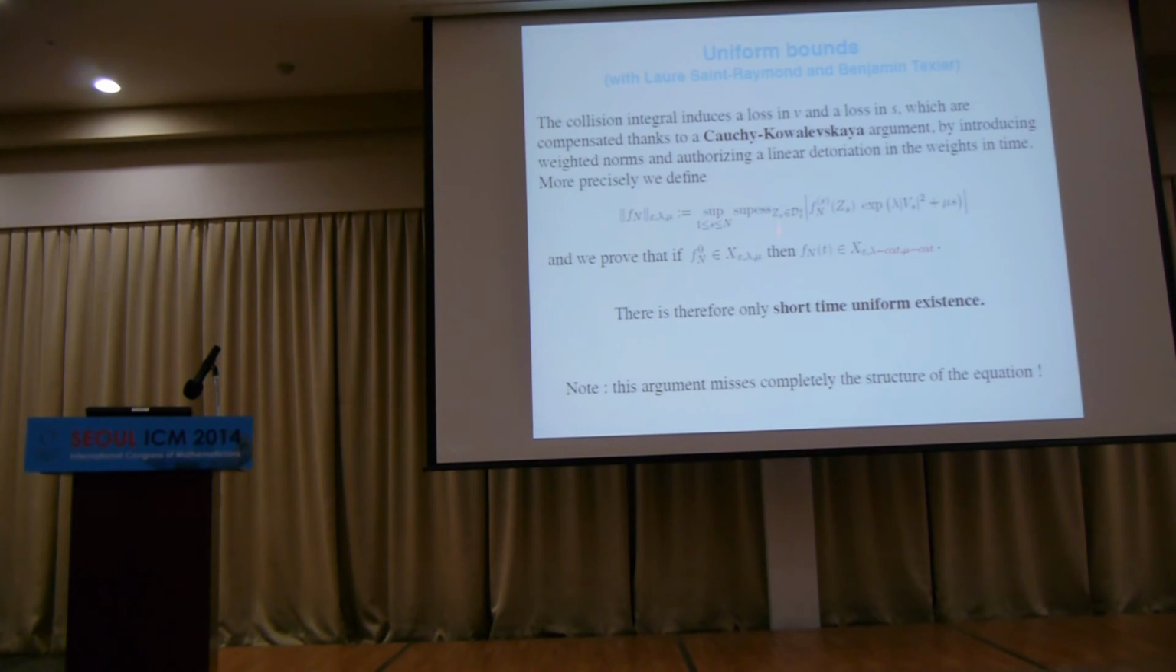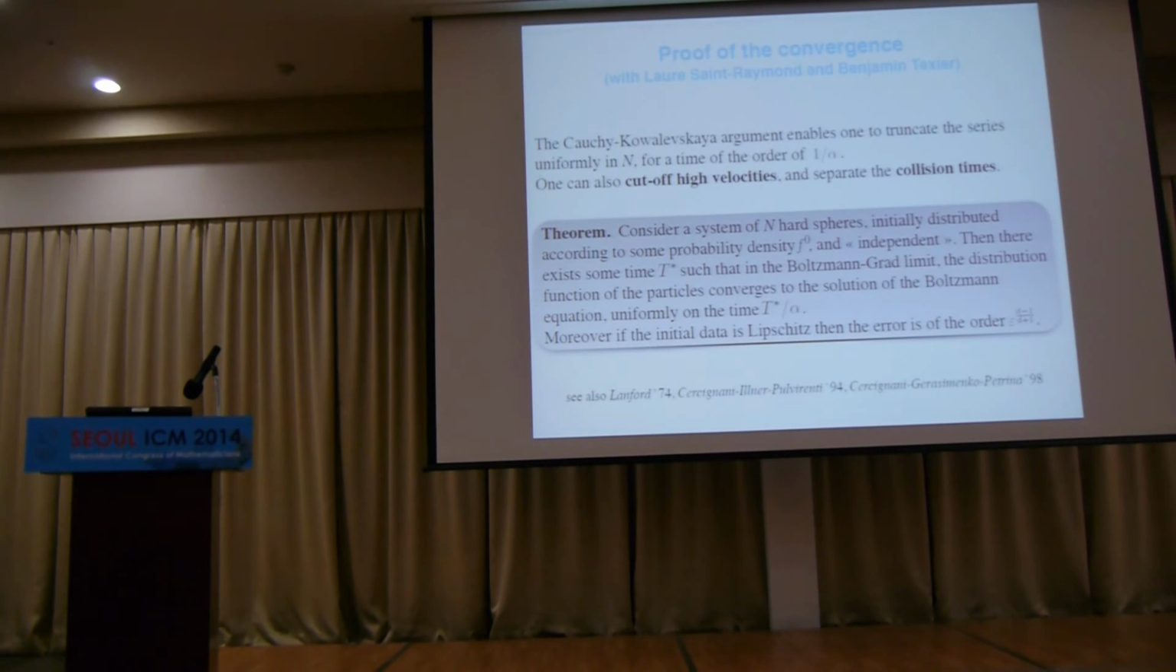Here, all I'm using in this argument is that I have an equation like dtf is equal to f squared. Right? It's exactly the same, which is stupid because Boltzmann is not f squared. But okay, we don't know how to do anything else. We don't know how to use the structure of the collision term at this point to prove anything. So once you've done that, you have this theorem.